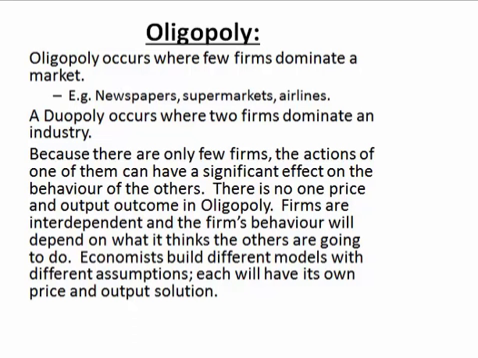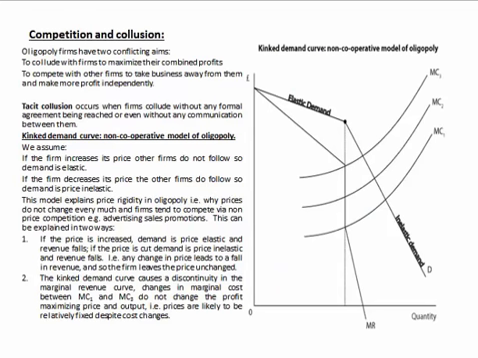Economists build different models with different assumptions. Each will have its own price, model and output solution. Competition and collusion: oligopoly firms will have two conflicting aims: to collude with other firms to maximise their combined profits, and to compete with other firms to take business away from them and make more profit independently. Tacit collusion occurs when firms collude without any formal agreement being reached, or even without any communication between them.